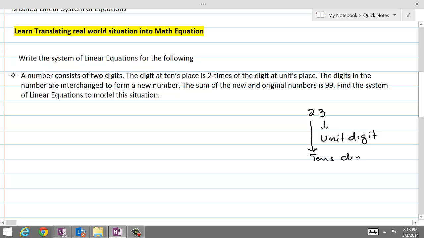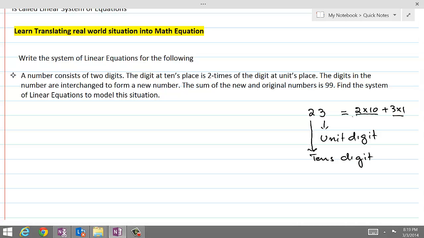And why is it called the tens digit? Because if we were to write this number in this form, we will multiply 10 with the tens digit and 1 with the unit digit. 3 times 1, that would be equal to 23. You can see that 3 times 1 is 3 and 2 times 10 is 20. 20 plus 3 is equal to 23. So this is how we write a two-digit number.